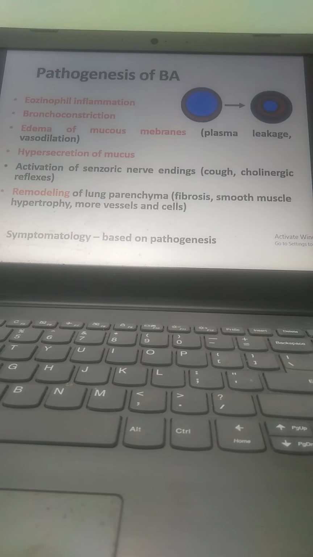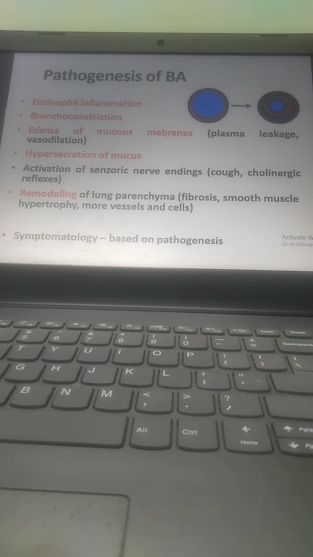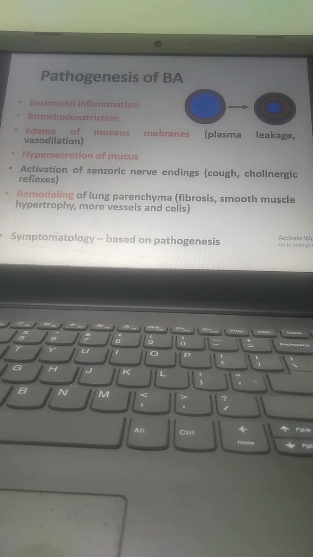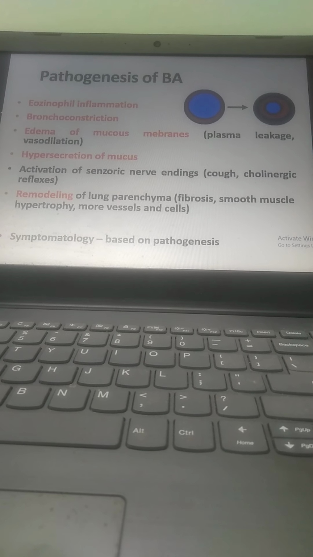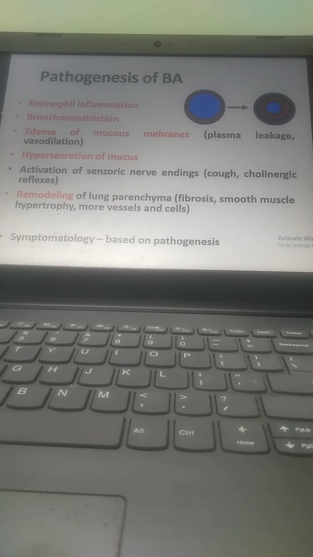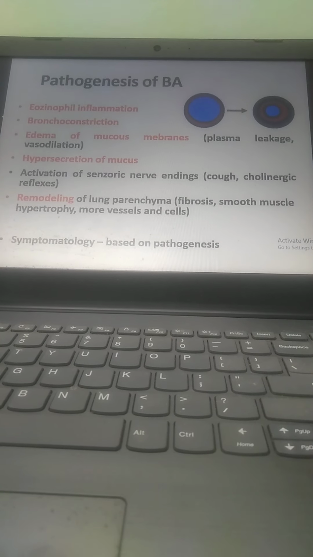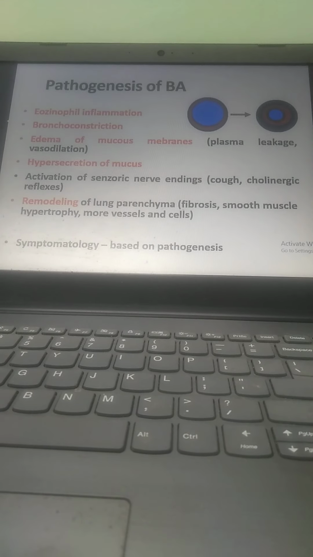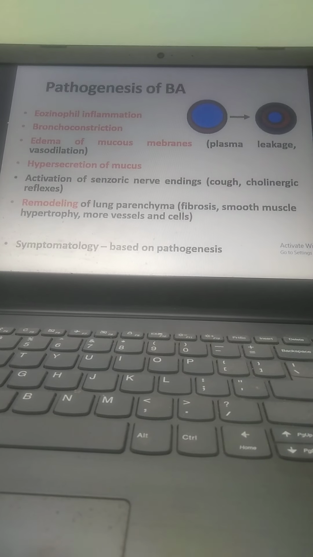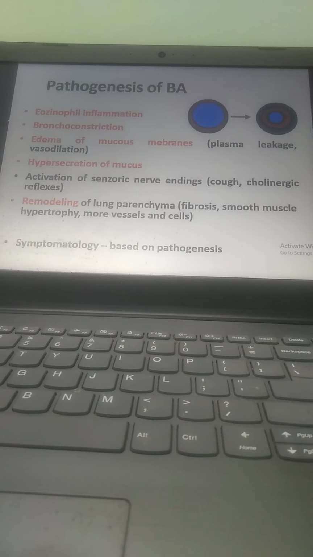Now, the pathogenesis of bronchial asthma. Eosinophil inflammation is there, and there is plasma leakage in that, and there is bronchoconstriction, edema of the mucous membrane, plasma leakage, vasodilation, and hypersecretion of mucus. There is activation of the sensory nerve endings and cholinergic reflexes, because the cholinergic systems are activated and they produce the reflex mechanism. There is remodeling of the lung parenchyma, fibrosis, smooth muscle hypertrophy, and more vessels and cells are involved. Symptomatology is based on the pathogenesis.